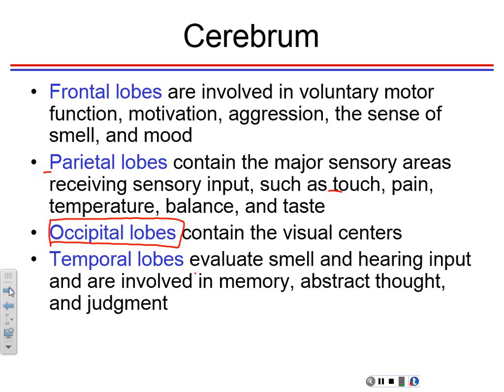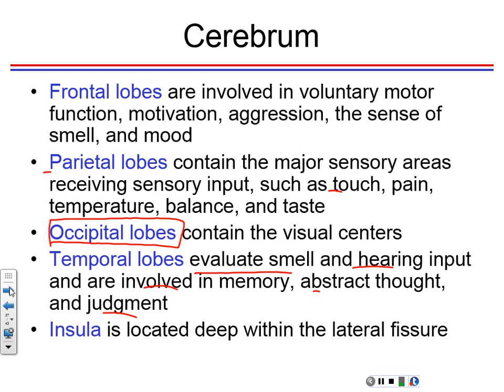And it evaluates smell. Notice how every other part deals with smell, except the thalamus. You see that? Okay, hearing, input, involved in memory as well, because when you hear things, that's how you remember things. And then the abstract thought and judgment I was talking about. Okay?